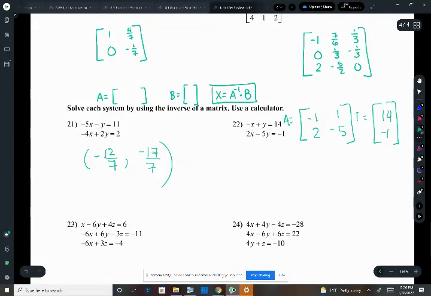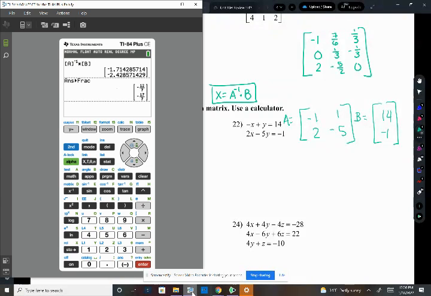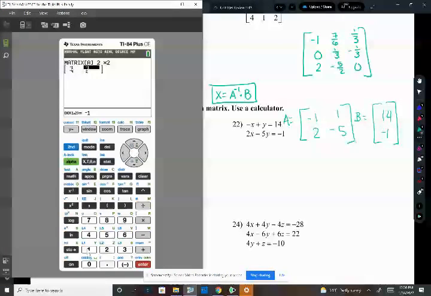All right, so A. So again, it's going to be a 2 by 2. So we're going back to our calculator. We're going to go second, x negative 1. I'm going to go over to edit. It's already set up to be a 2 by 2, so we're good. Enter. We're going to put our values in. So you have negative 1, enter, 1, enter, 2, enter, negative 5, enter.